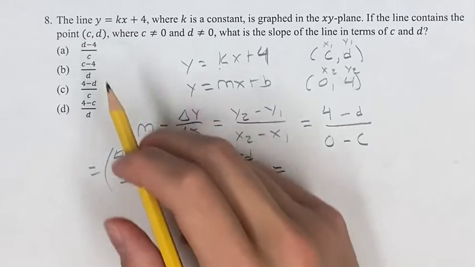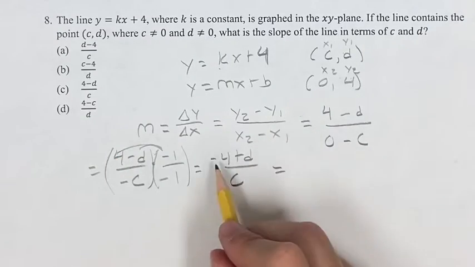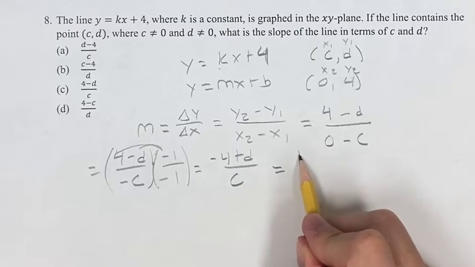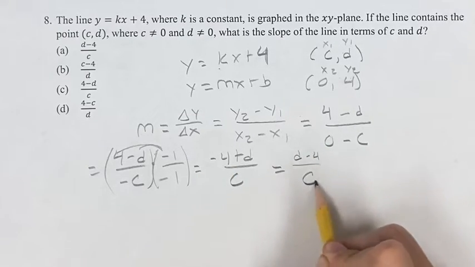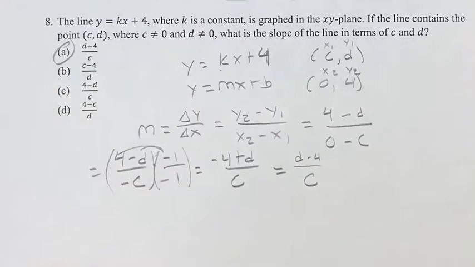And then again, this doesn't look exactly right, but if we just switch this around, -4 plus d is the same as d minus 4, over c. This is going to correlate with a, which is going to be your final answer.